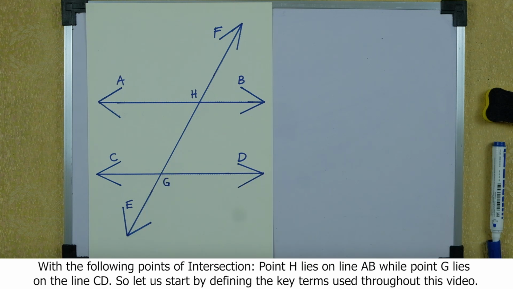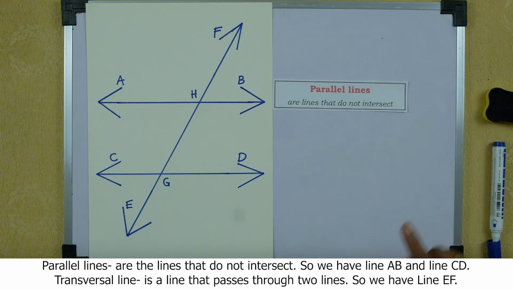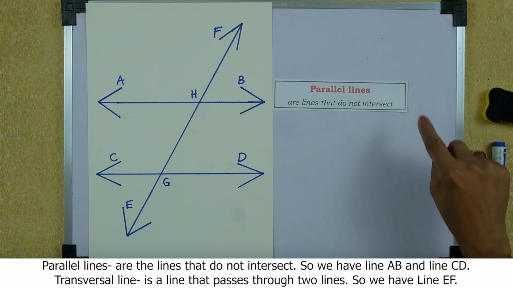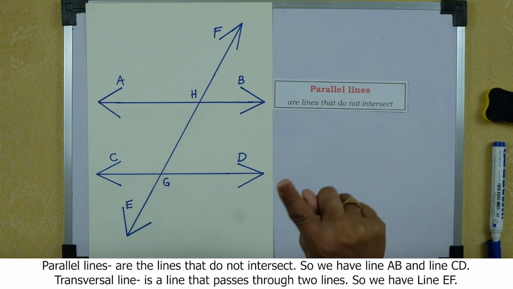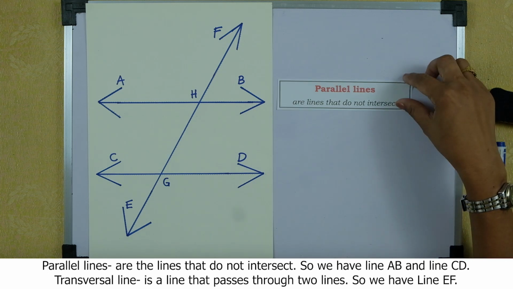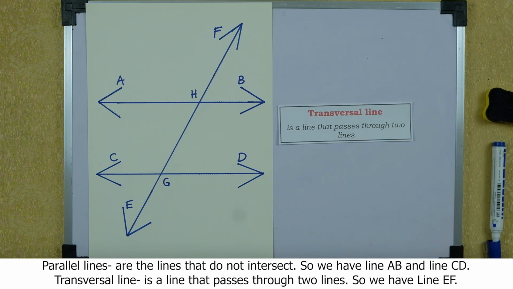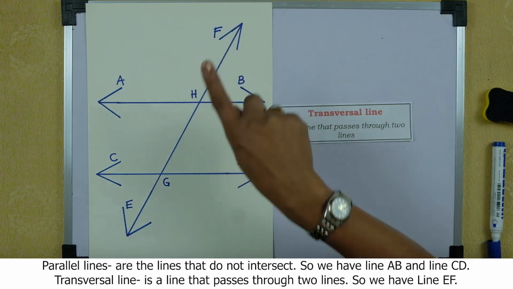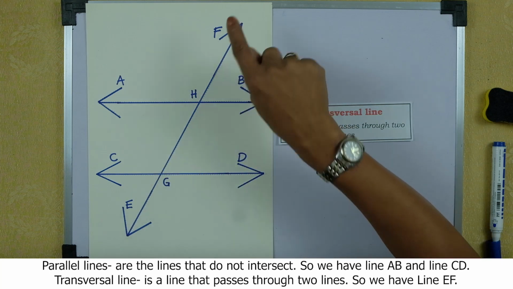So, let us start by defining the key terms used all throughout the video. Parallel lines are lines that do not intersect. So we have line AB and line CD. A transversal line is a line that passes through two lines. We have line EF. So this is our transversal line, the line EF.